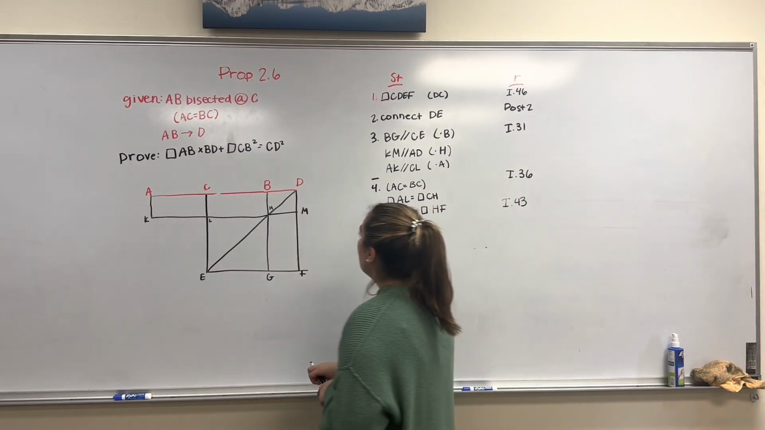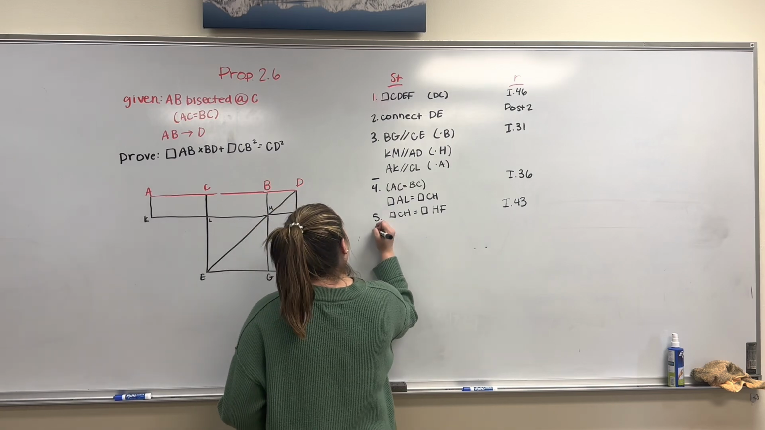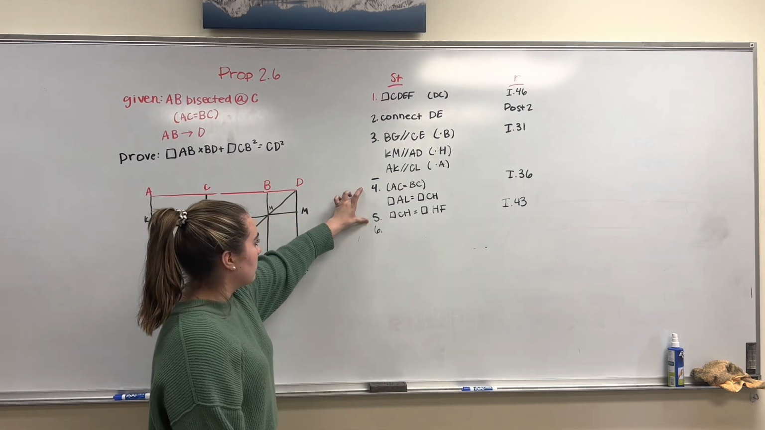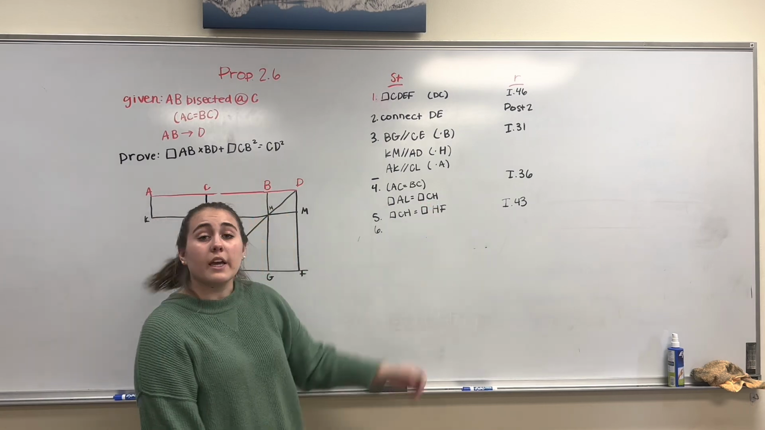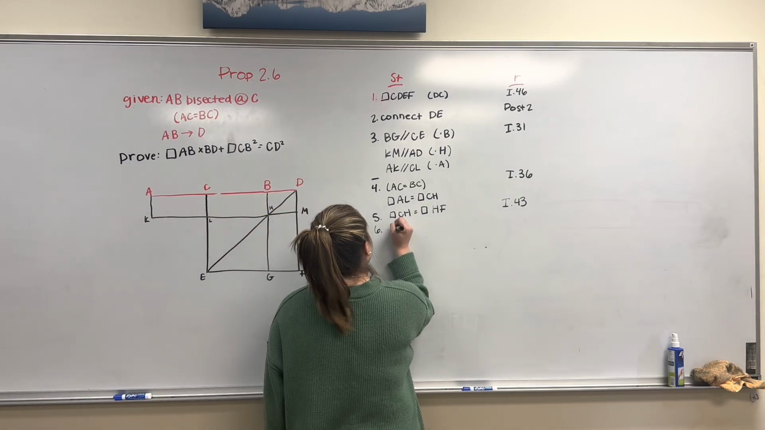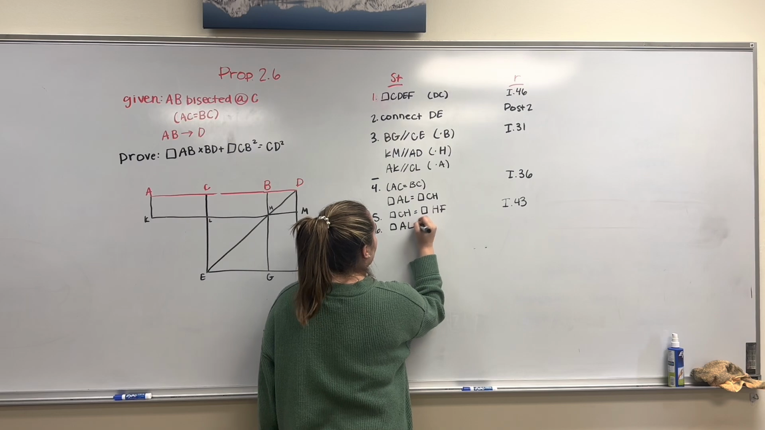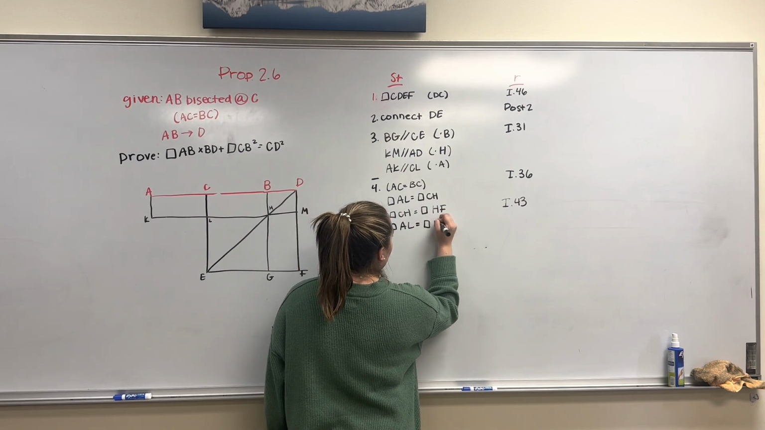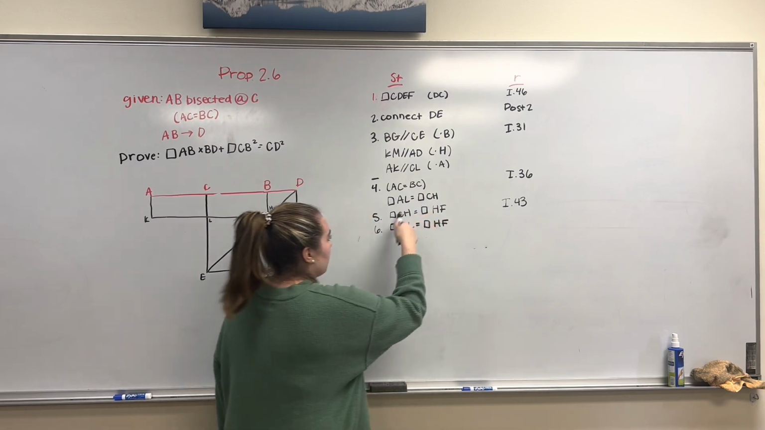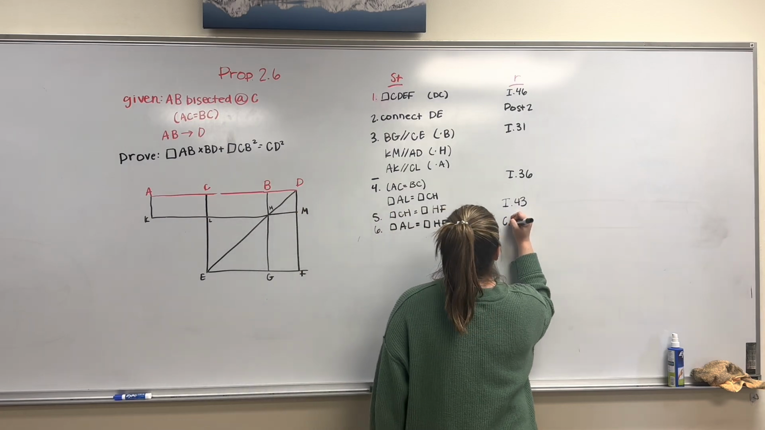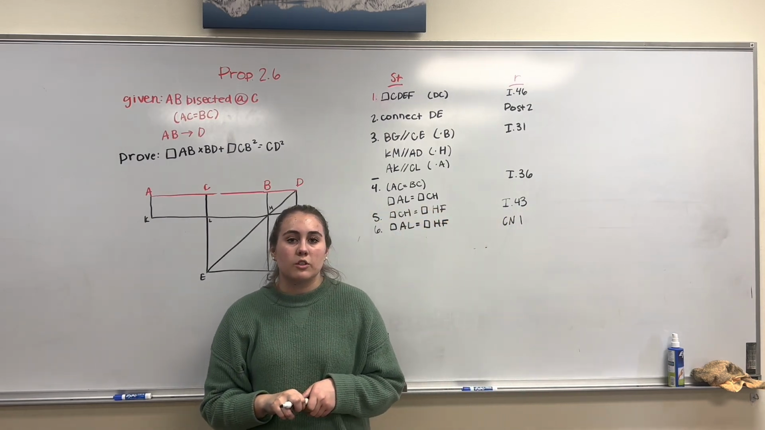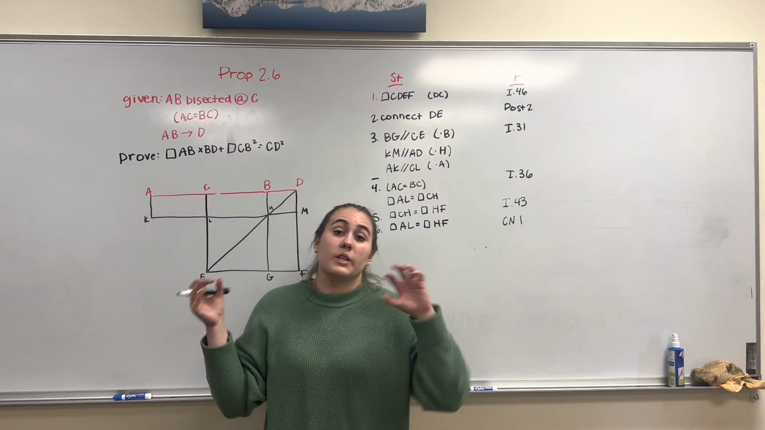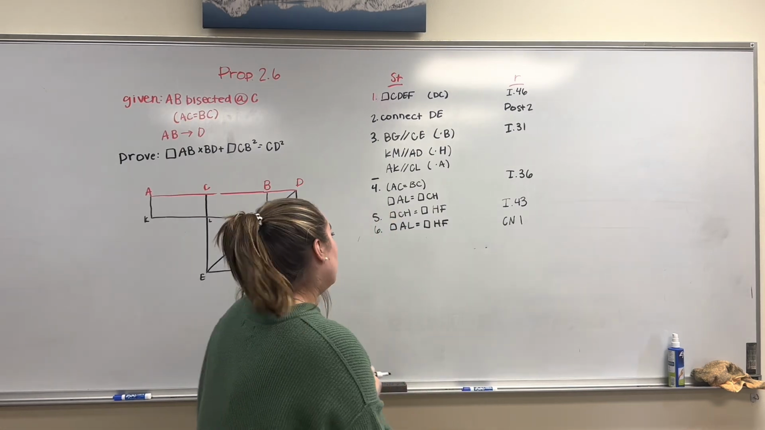Okay. So now, using these two steps, we see that there's a common element, it's CH, and so AL is equal to HF, because these are common, and so you can use common notion 1, which says that if two things are equal to one thing, then they are also equal to one another. So we have that.